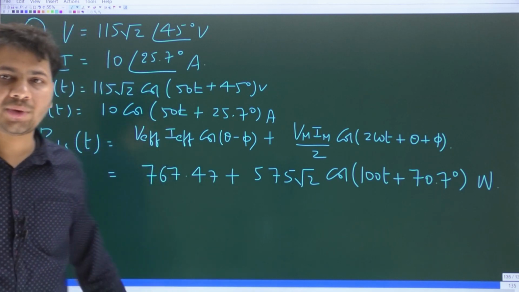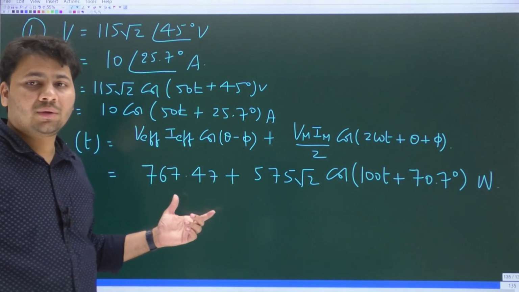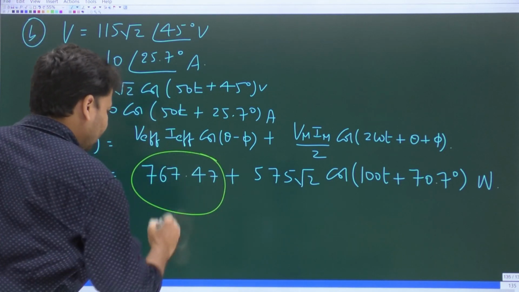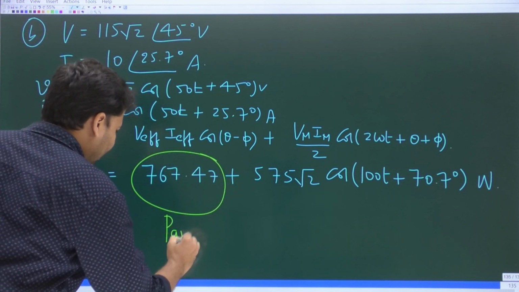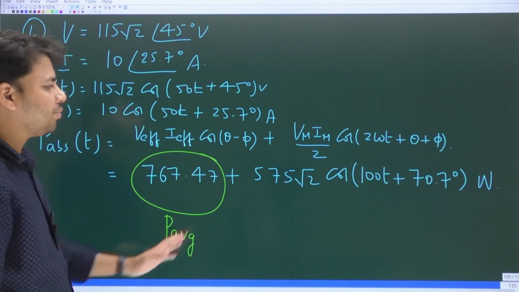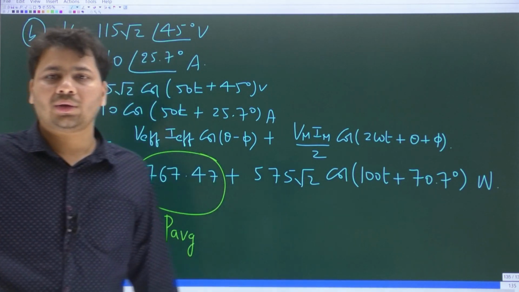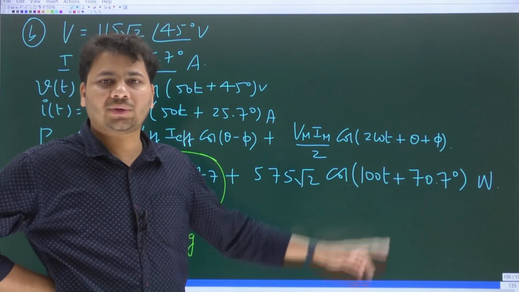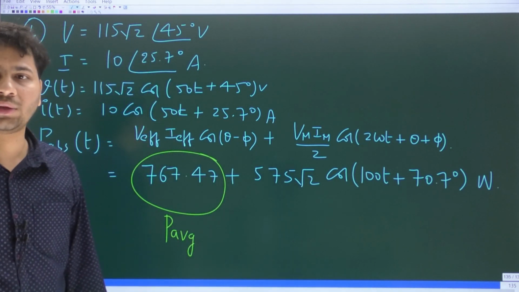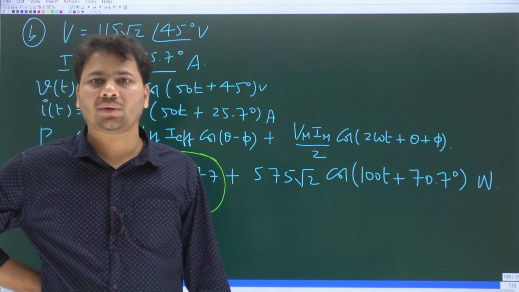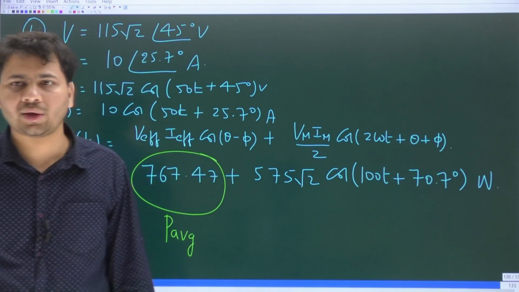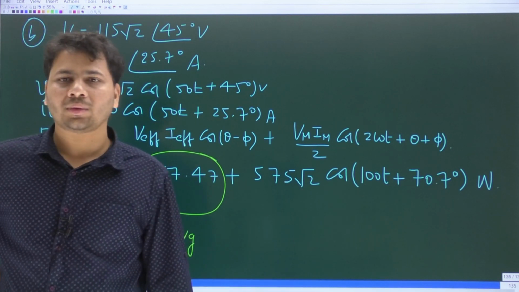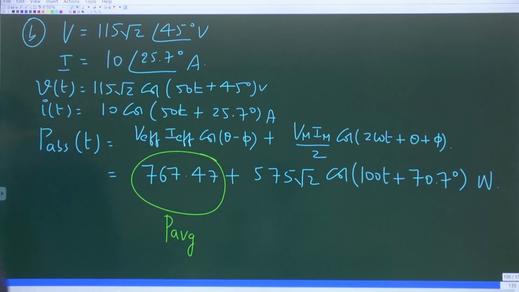The first term is constant, independent of time, which is going to be the average power absorbed by the impedance. So this already we know is P average. And this is the sinusoidally varying part, and you can see the frequency is 100 radians per second, twice the frequency of the voltage and also the current. Okay. Is that correct? Did anyone write the same expression? Yes.